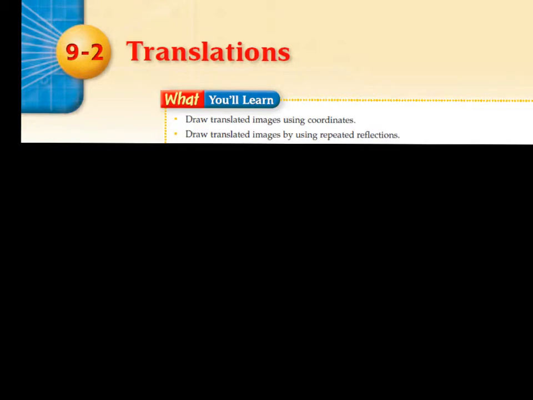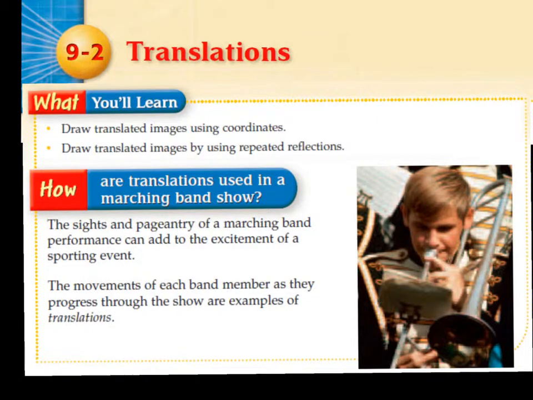In Lesson 9.2, we're looking at translations. You'll learn how to draw translated images using coordinates and draw translated images by using repeated reflections. How are translations used in a marching band show?